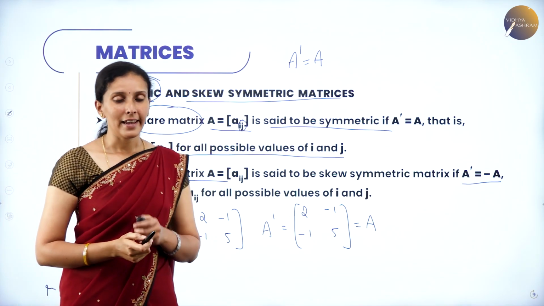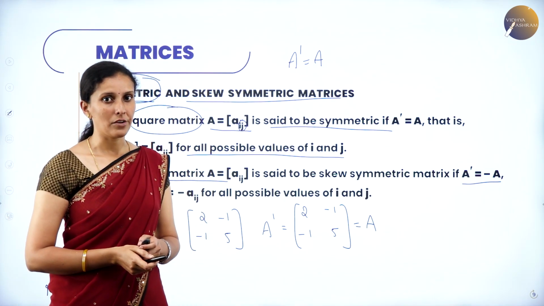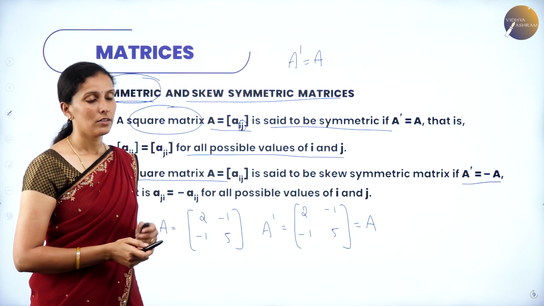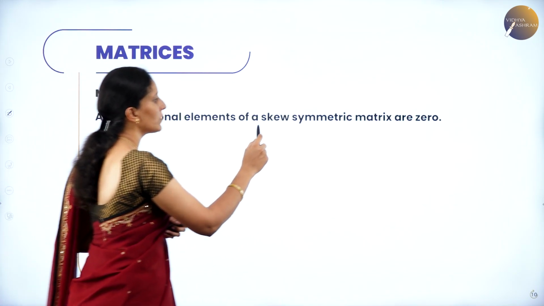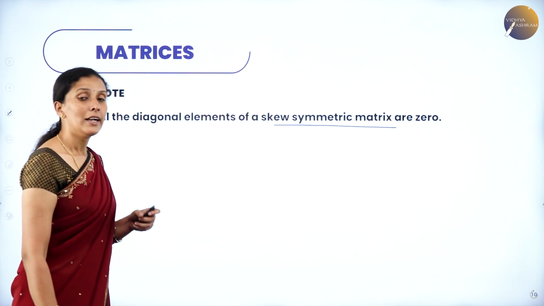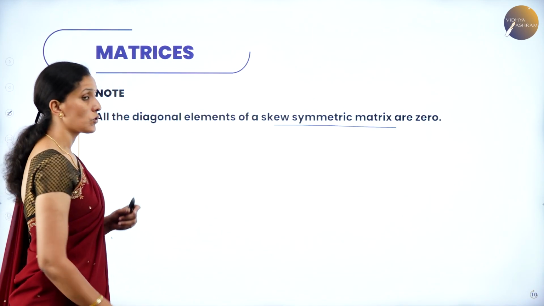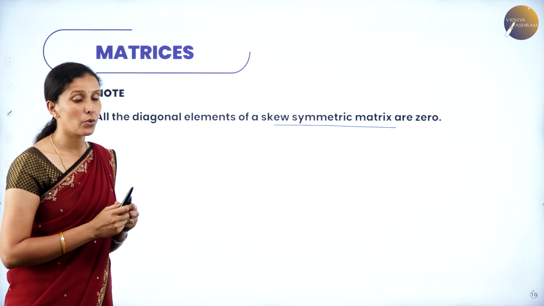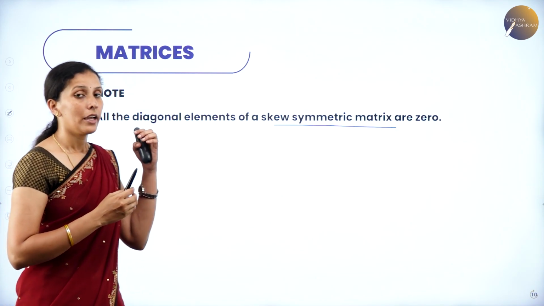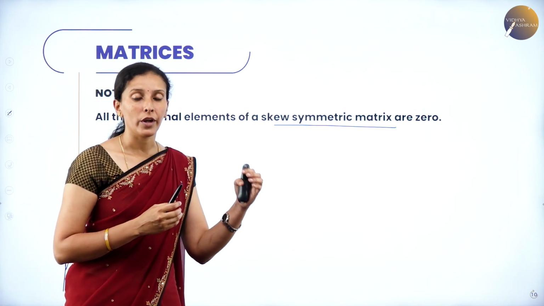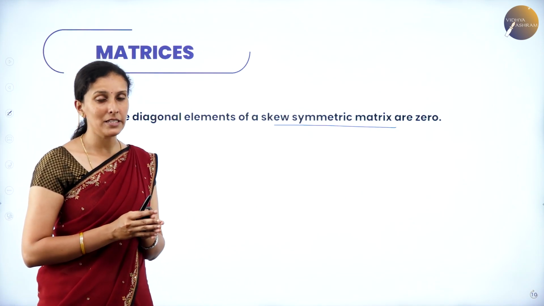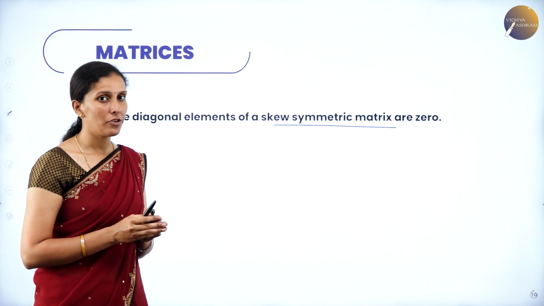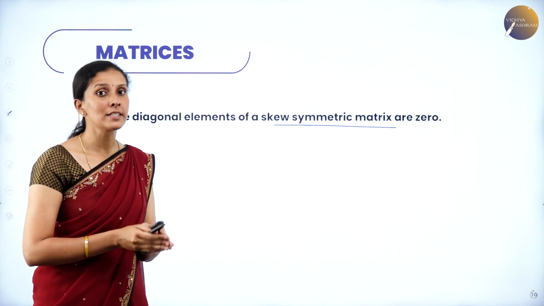Now, let us take an example of a skew-symmetric matrix. Before taking an example, note that in a skew-symmetric matrix, all diagonal elements are 0. What do we mean by diagonal elements in a square matrix? The elements a11, a22, a33, that is, the principal diagonal elements, are called diagonal elements. So in a skew-symmetric matrix, the diagonal elements are always 0.